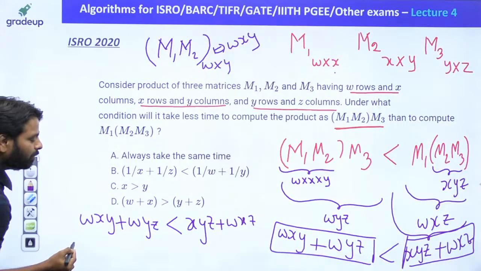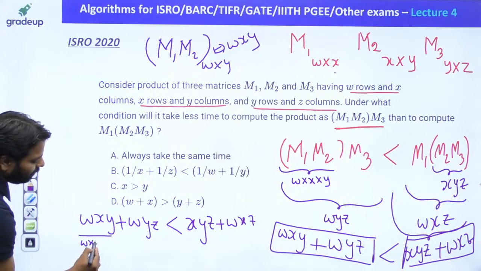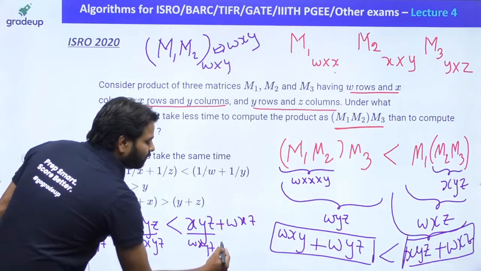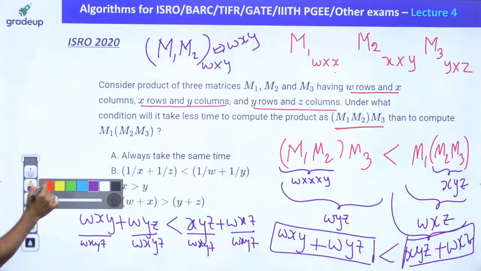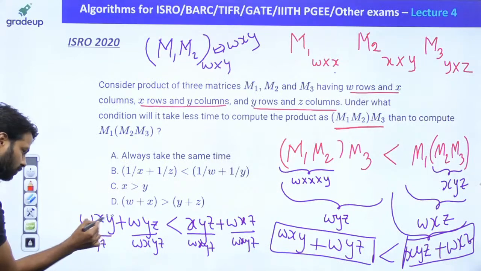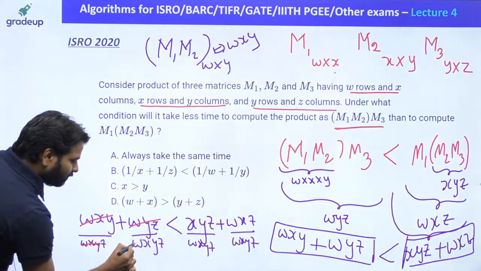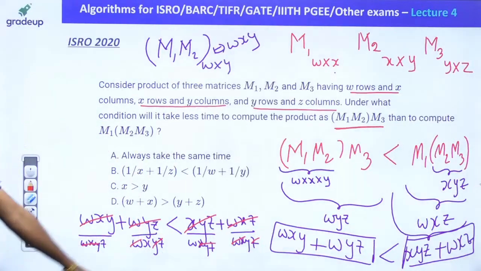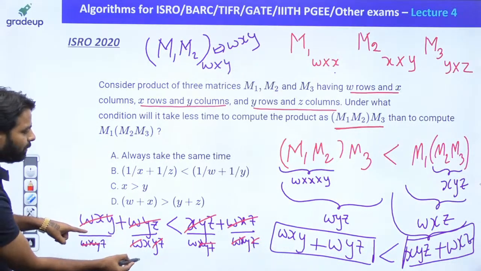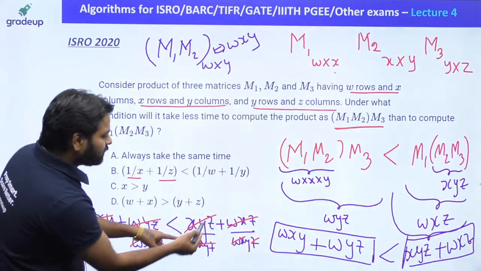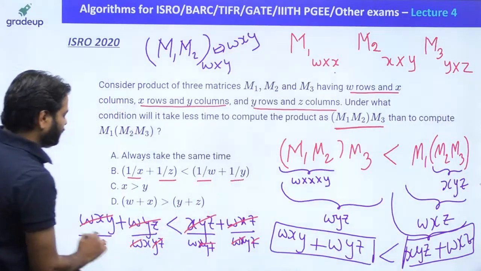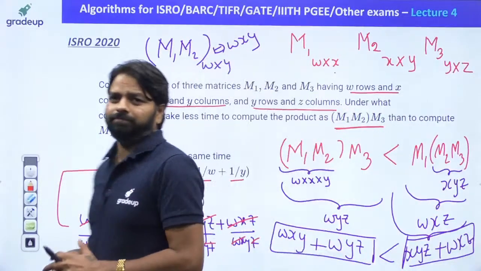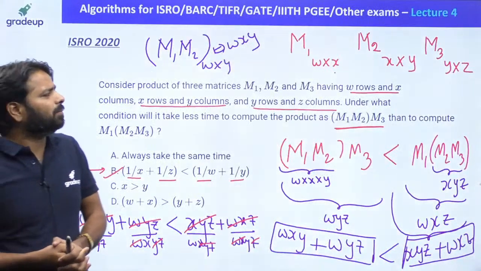What I do is divide both sides, all terms, by WXYZ. Which terms get cancelled? Here WXY, so Z is left; WYZ, X is left; XYZ, W is left; and WXZ, Y is left. So which one is matching, guys? 1 by Z plus 1 by X is less than 1 by W plus 1 by Y. Exactly matching. Yes, divide with WXYZ. Correct.